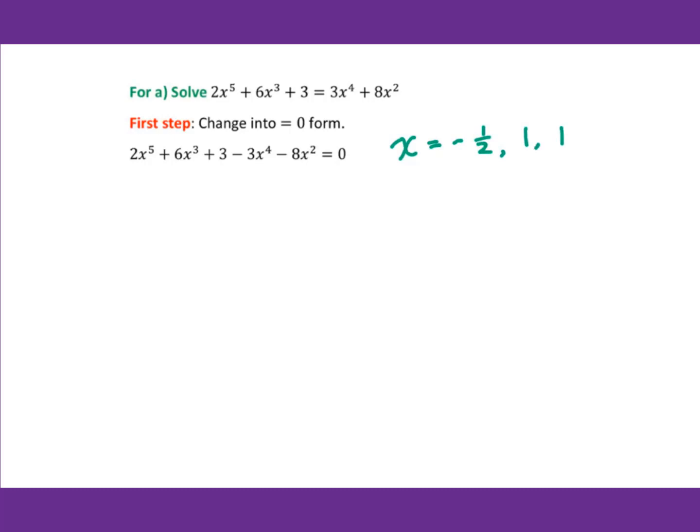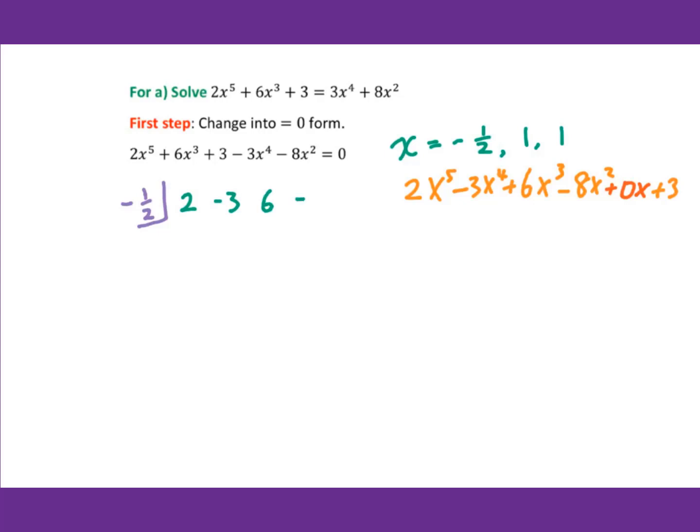We got to use synthetic division this time. -1/2. Don't forget no missing power. Therefore, you have to put the 2x fifth power minus 3x fourth plus 6x third minus 8x squared and plus 0x. Then you have to do plus 3. Therefore, list all coefficients. You got the 2, -3, 6, -8, 0, 3. Then drop down the first coefficient.